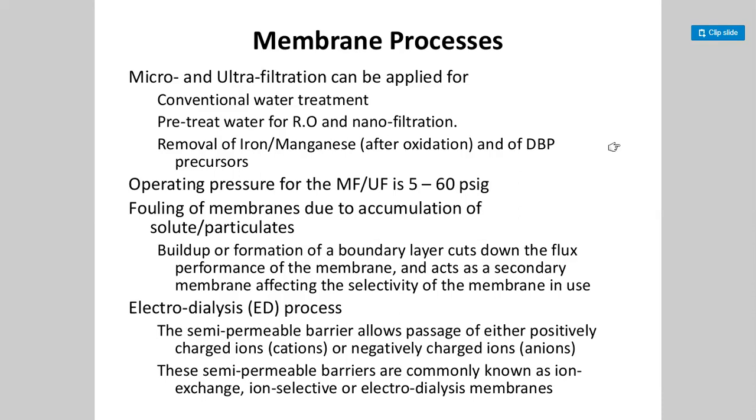Fouling of the membrane is due to accumulation of solute or particulates. Buildup or formation of a boundary layer cuts down the flux performance of the membrane and acts as a secondary membrane, affecting the selectivity of the membrane in use. Electrodialysis, the ED process: the semi-permeable barrier allows passage of either positively charged ions, cations, or negatively charged ions, anions. These semi-permeable barriers are commonly known as ion exchange, ion selective, or electrodialysis membranes.